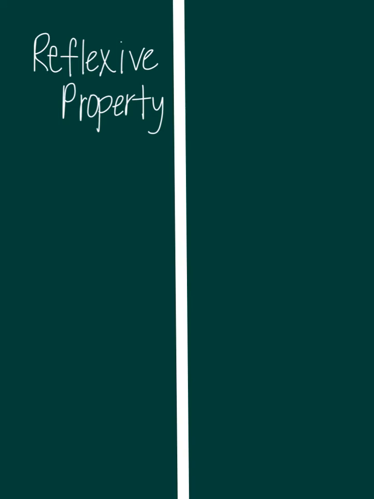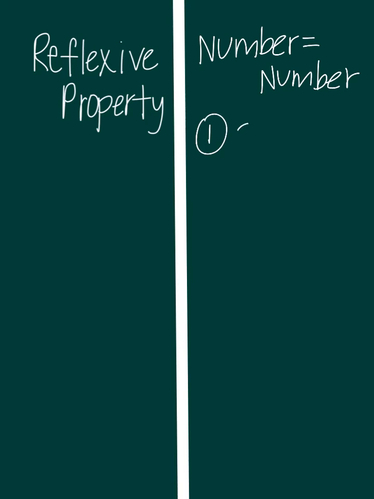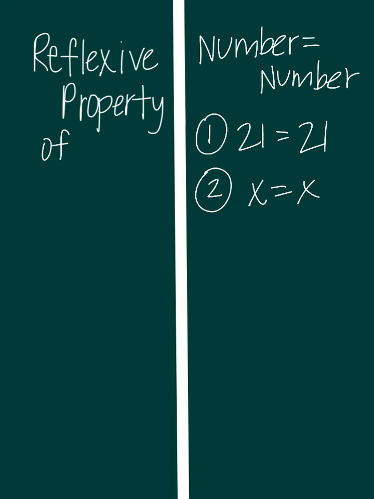Reflexive property. That's when you get the same number on both sides. So number equals number. Examples would be like 21 equals 21, or x equals x. Reflexive property is a property of equality.